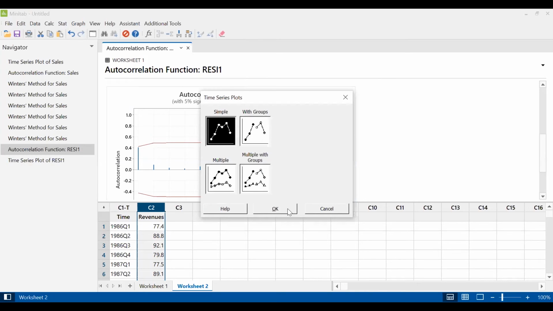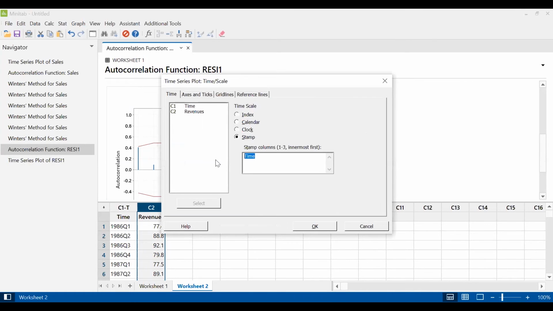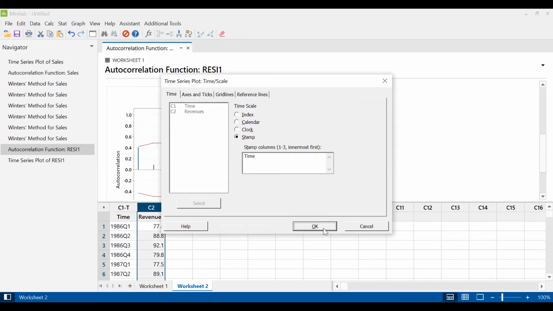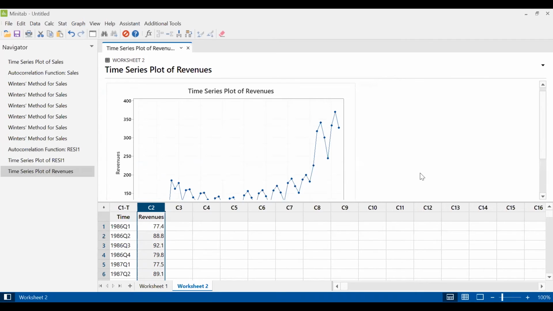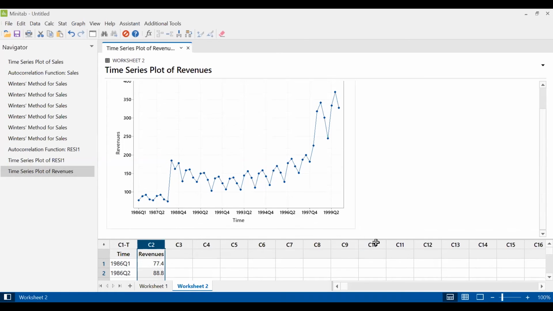Click OK. And then this time the series will be revenue, double click on it. I still would like to put the stamp there, but this time the stamp is still named time. So I'm gonna double click on time to fill in and click OK, OK again. There we have the time series plot. And remember, this is quarterly data.